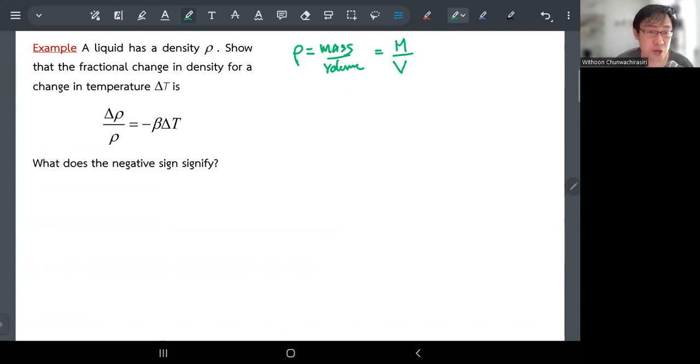Now they want you to show that the fractional change, which is just the change with respect to the original, is given by this expression. The fractional change is delta rho over rho. That is the fractional change in density for a change in temperature, given by the following expression. How does it look? And what does the negative sign in this expression signify? That's the question. You guys want to give it a shot and see how it goes?